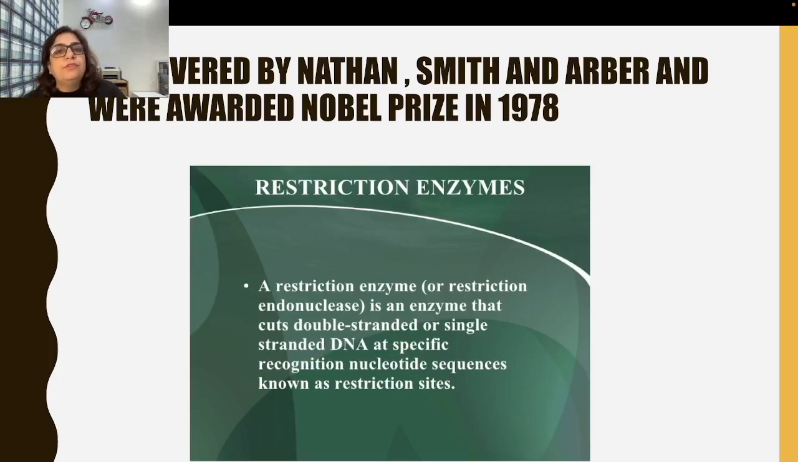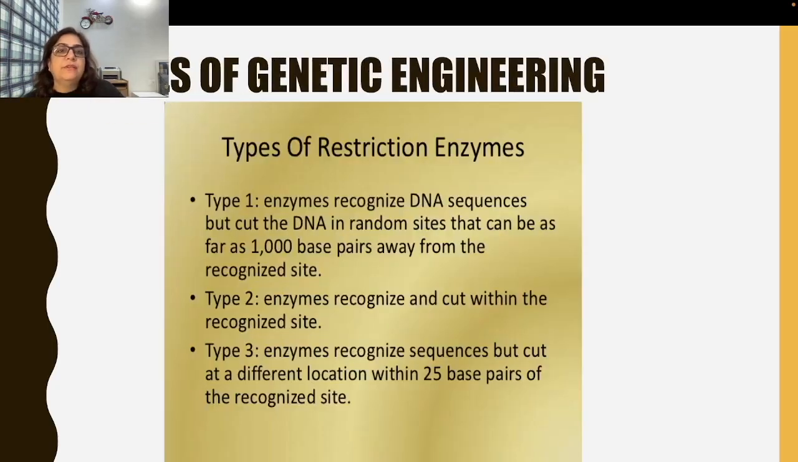Now we come on to restriction enzymes. They were discovered by Nathans, Arber and Smith. They were awarded the Nobel Prize in 1978. A restriction enzyme is an enzyme that cuts double-stranded DNA at a specific recognition nucleotide sequence, which are known as restriction sites. Now I have told you there are three types of restriction enzymes: type 1, type 2 and type 3.